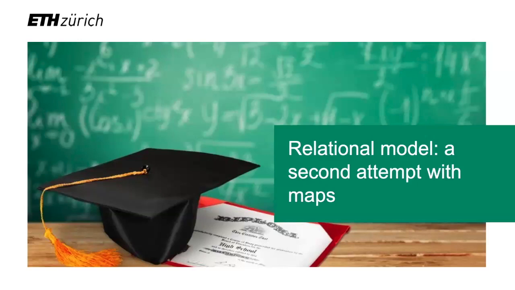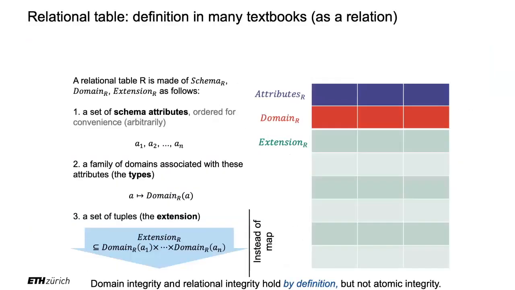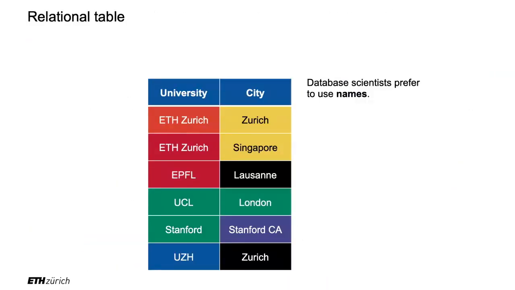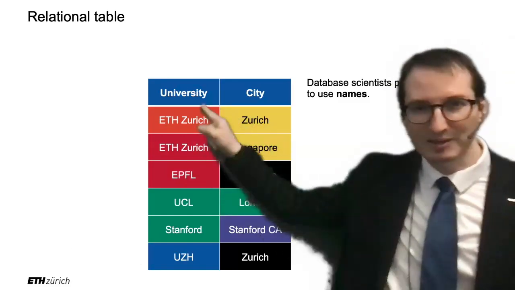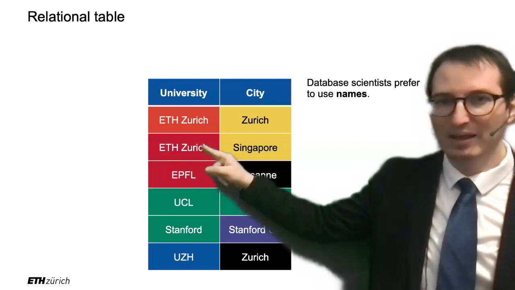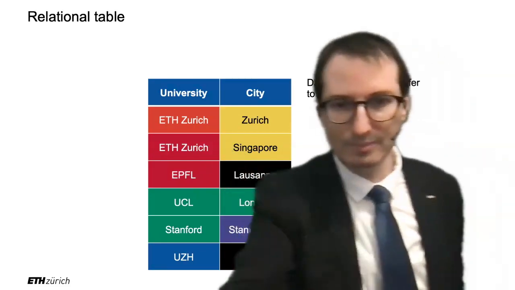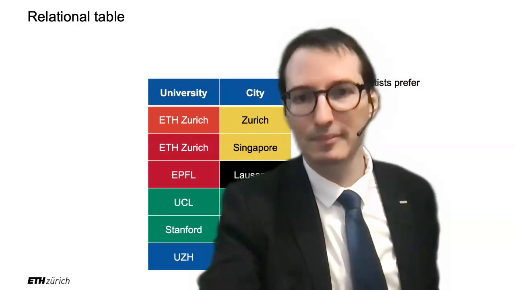I was just wondering, in the previous example, we had two experiences at ETH Zurich. Given that a domain is a set of values, the fact that it appears twice, you mean? Yes, a domain is a set of values, so there can't be twice.